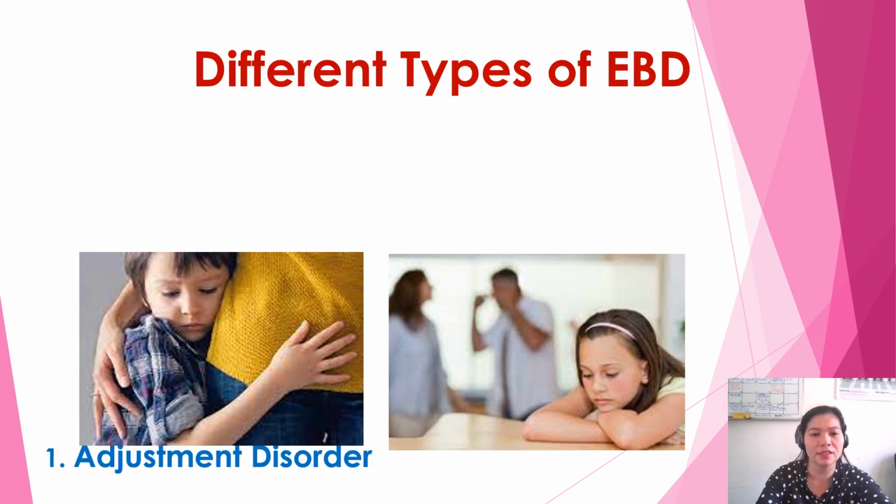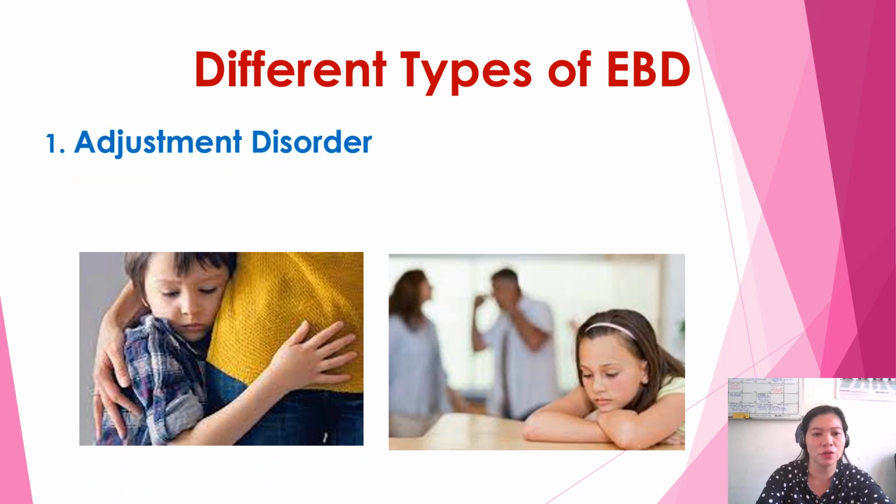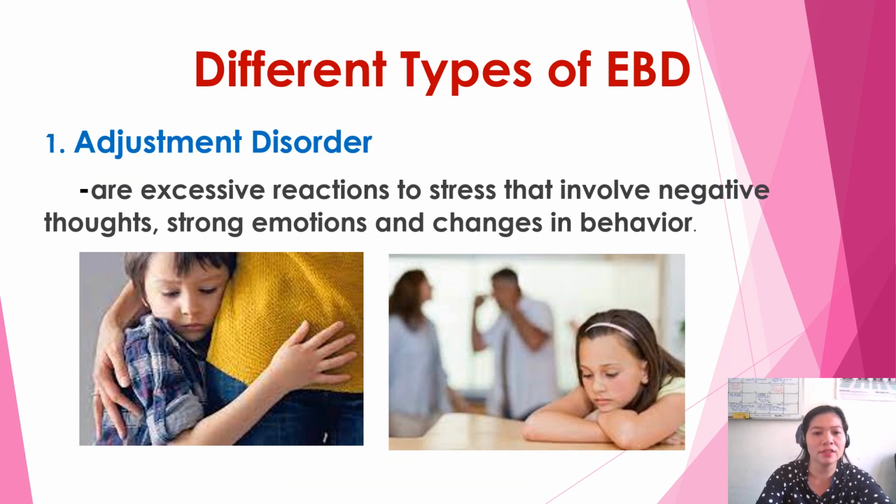First in the list is adjustment disorder. These are excessive reactions to stress that involve negative thoughts, strong emotions, and changes in behavior. One may have witnessed a stressful event or had a big change in their normal lifestyle. This could then have an adverse reaction on their behavior, and the child may become prone to truancy, vandalism, or fighting.